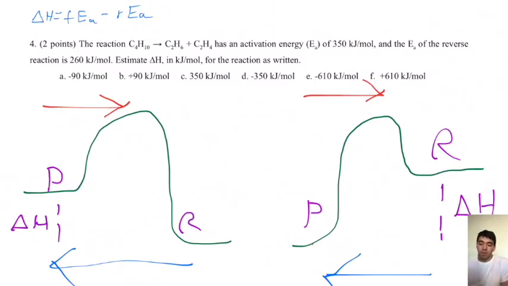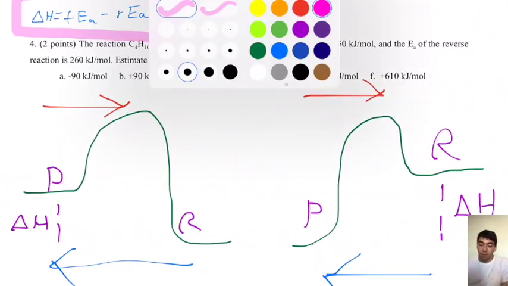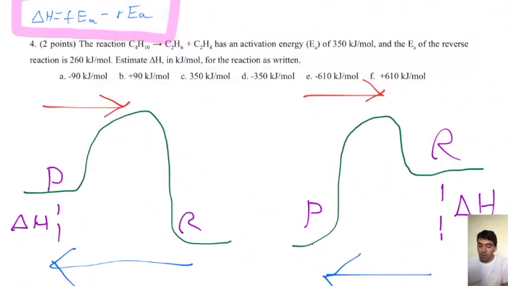Okay, we can go about this really easy and finish it in a second if we just use this equation, where delta H, or enthalpy, is the forward activation energy minus the reverse activation energy. That would give us right away our answer to be B, because 350 minus 260 is 90. Understanding the concept behind it can also be important if we were ever given a problem that wanted us to identify or draw out an activation energy.